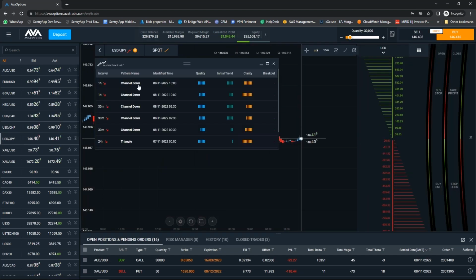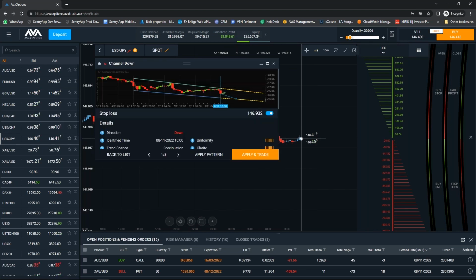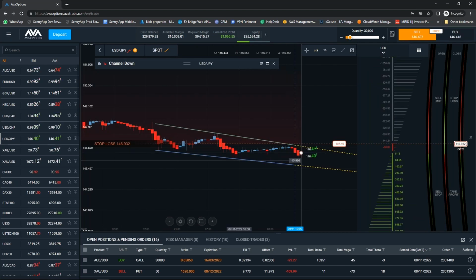Dollar yen, we've got a bunch of signals, all channel downs. Channel down on the hourly chart, looks like that. It's recommending to go short the market because we're going to stay in the channel. It was heading towards the edge of the channel. It thought we're going to bounce back in. In fact, the signal was correct. And it recommended putting on this trade with a stop loss at 146.93.